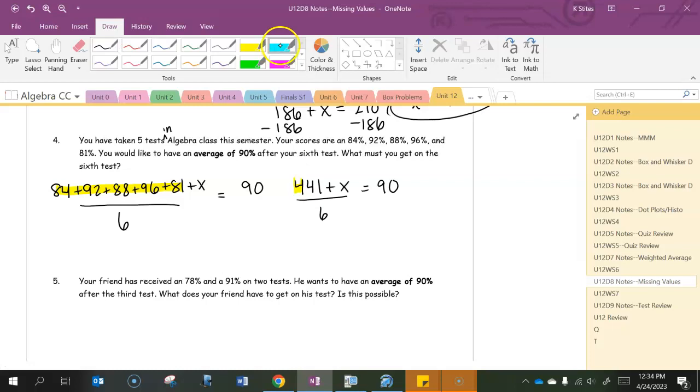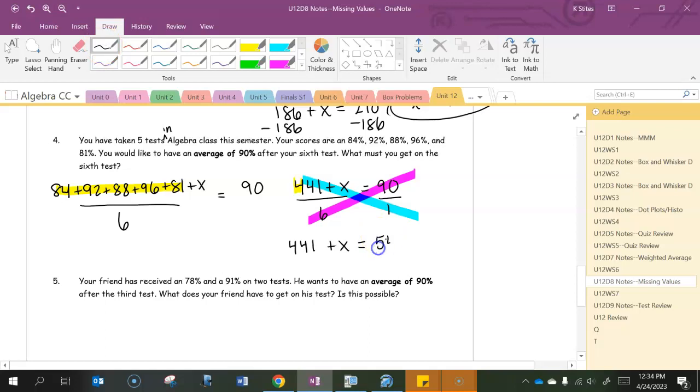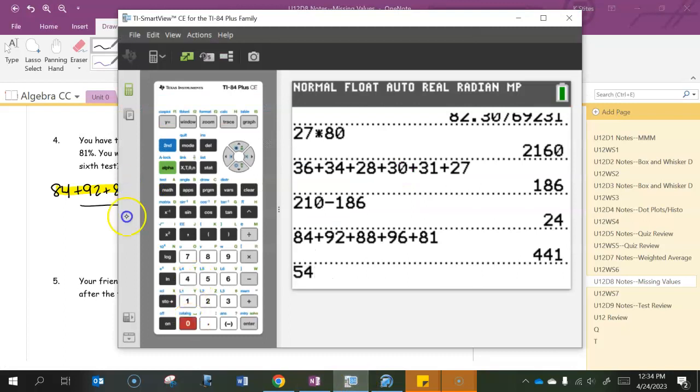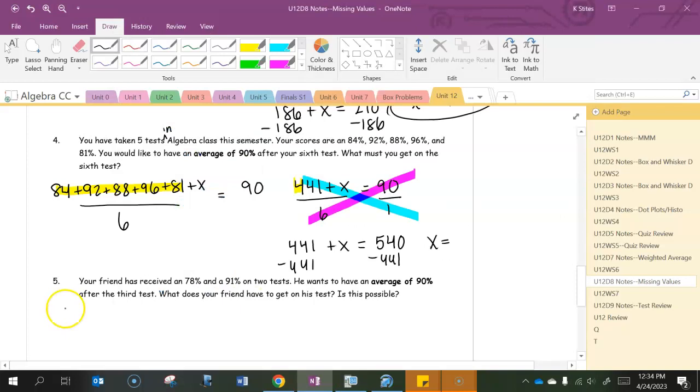All right, so let's cross multiply. So that's, again, it's like we're dividing by 1 here. So just a 441 plus x equals 6 times 90 is 540. And then we're just going to subtract that 441 over. And 540 minus 441 is a 99%.